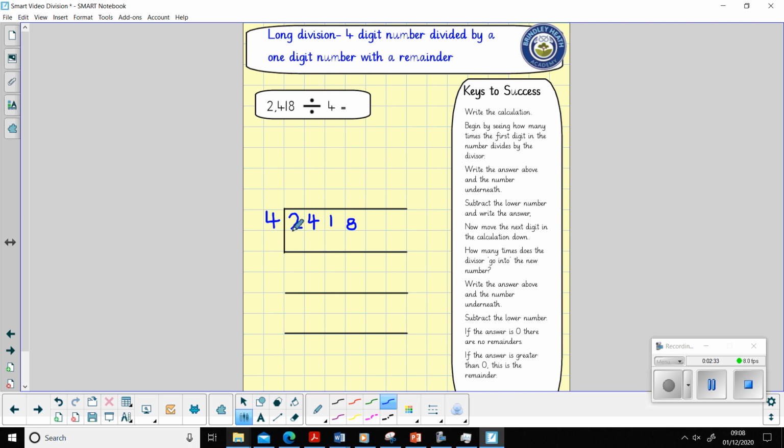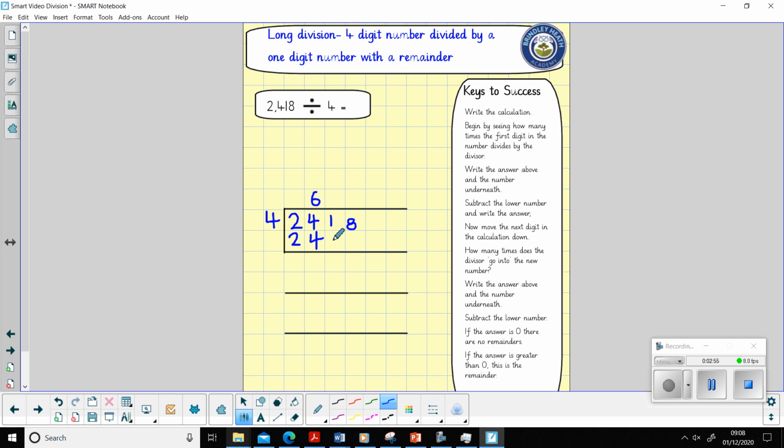How many 4s are in 2? Well, I can't do that. The answer is 0. So I group those digits together. How many 4s are in 24? The answer to that is 6. 6 times 4 is 24. So I record my answer here. Because those digits are the same, I don't need to do any subtraction.